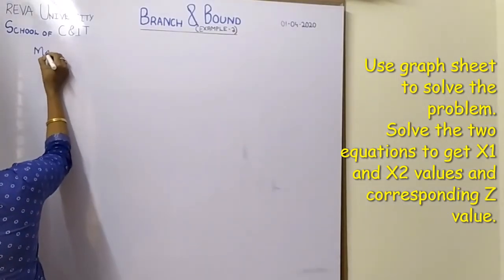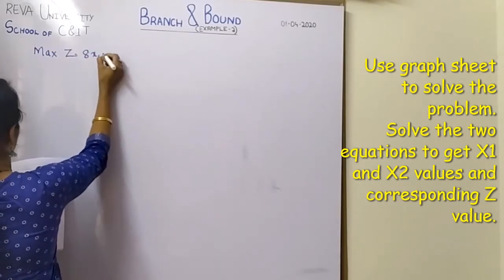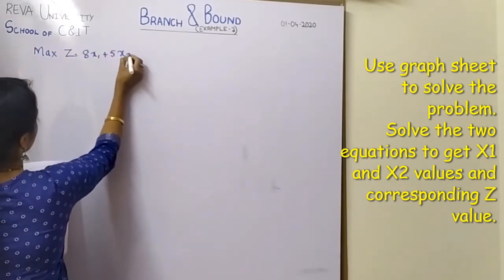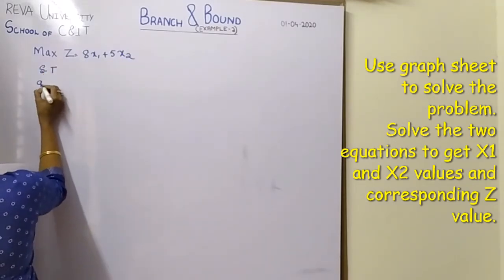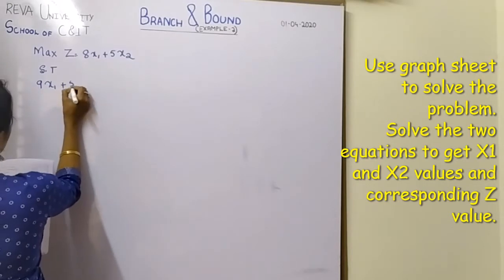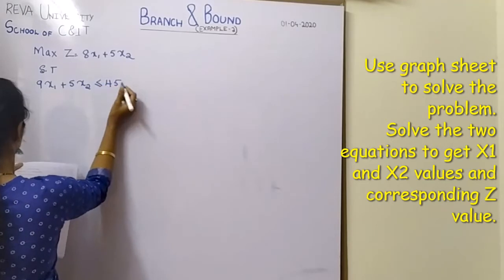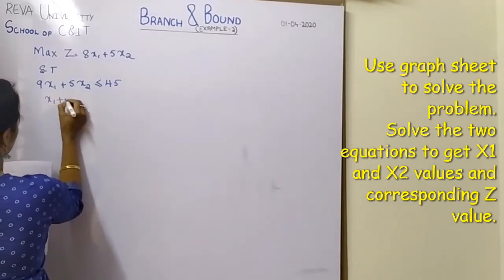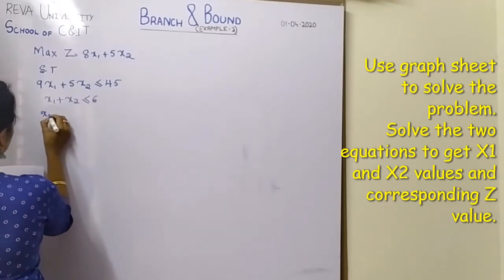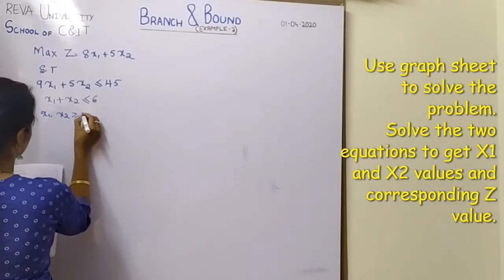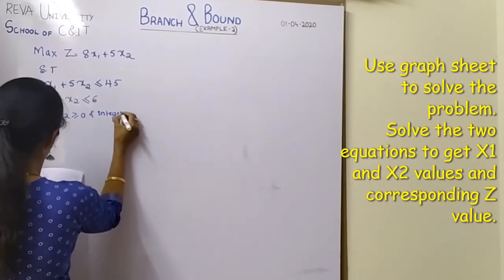Max z is equal to 8x1 plus 5x2 subject to the constraints 9x1 plus 5x2 is less than or equal to 45, x1 plus x2 is less than or equal to 6, x1, x2 greater than or equal to 0 and integers.